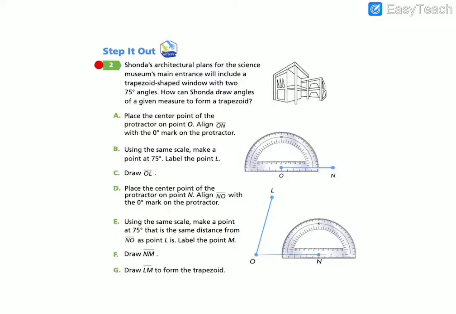Shonda's architectural plans for the Science Museum main entrance will include a trapezoid-shaped window with two 75-degree angles. How can Shonda draw angles of the given measure to form a trapezoid?